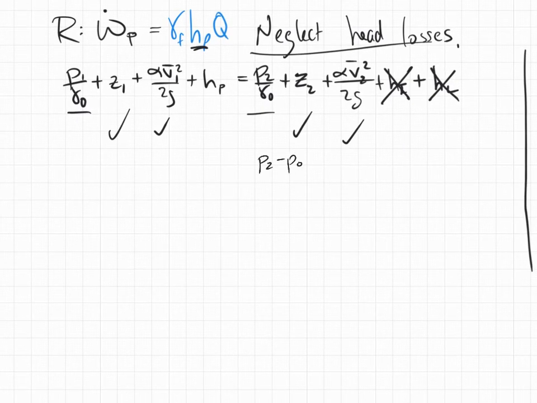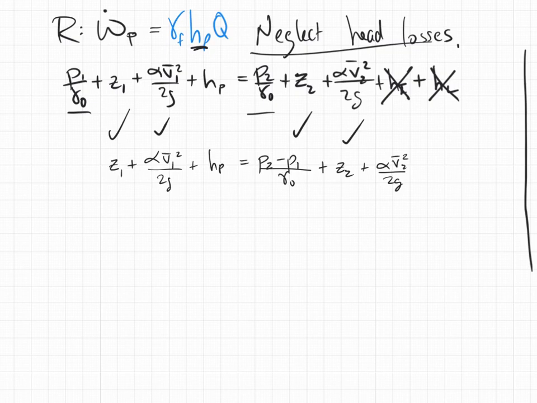So (P2 minus P1) over gamma oil, plus Z2 equals HP, plus V1 squared over 2g. Did we forget anything? Plus V2 squared over 2g. Okay, so we've got both pressures accounted for. Oh, we need a Z1. Z1, which turns out to be 0. So that's everything. And we're going to start plugging numbers in.